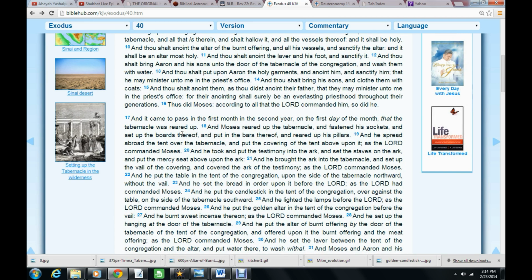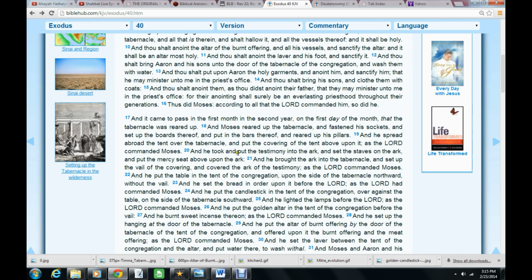And it came to pass in the first month, in the second year, on the first day of the month, again, the moon cycle, that the tabernacle was reared up. And Moses reared up the tabernacle, and fastened his sockets, and set up the boards thereof, and put in the bars thereof, and reared up his pillars. And he spread abroad the tent over the tabernacle, and put the covering of the tent above upon it, as the Most High Ahiah commanded Moses.